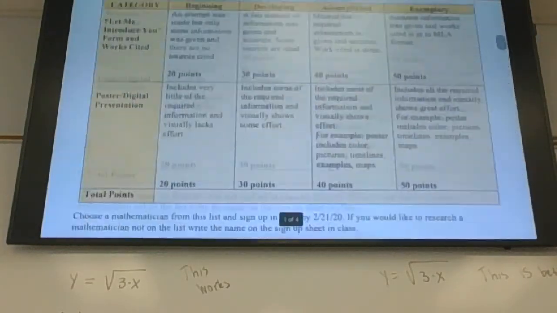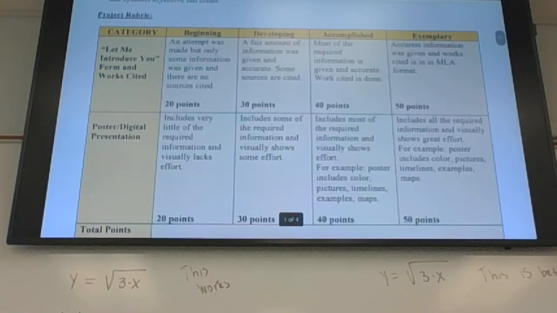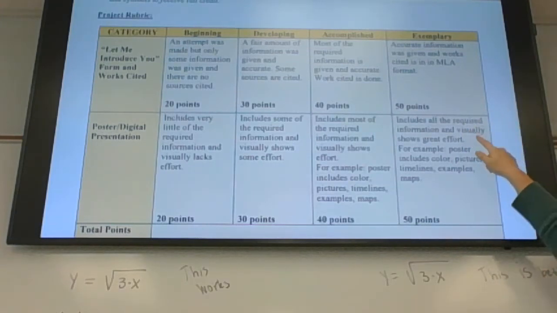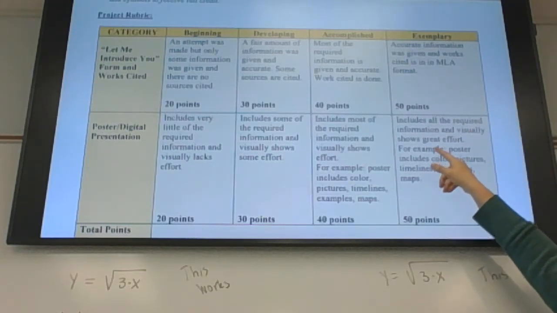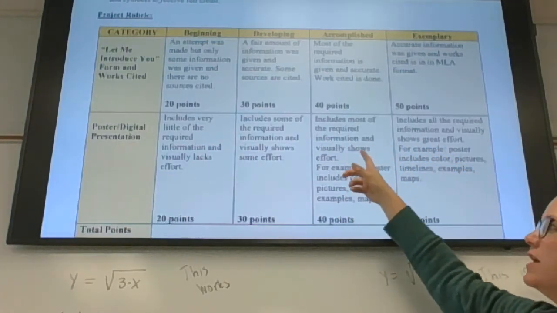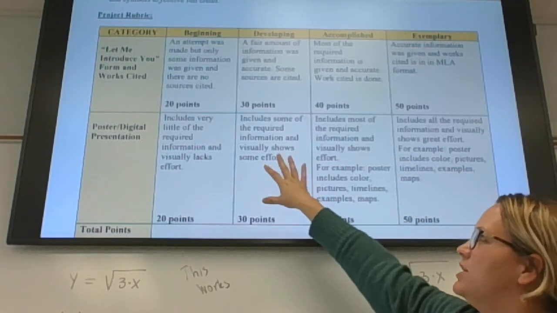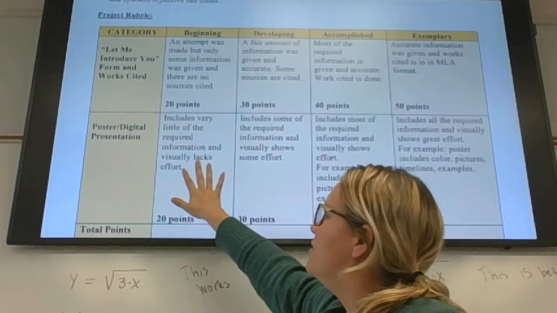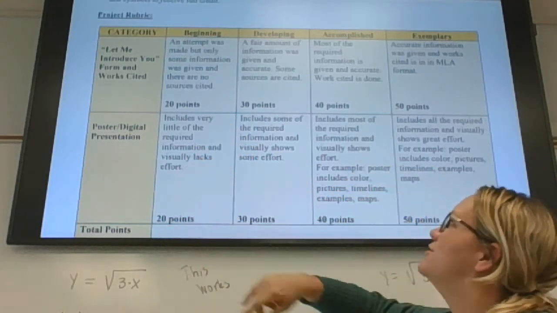So anyway, the other part is the poster. So make sure you read the rubric. You need to include all the required information. Visually, it shows great effort. Great effort. If it shows some effort, you'll get 40. If it only shows some of the information, you'll get 30. And if you have very little of the information and you lack effort, I'll give you 20 just for doing it.